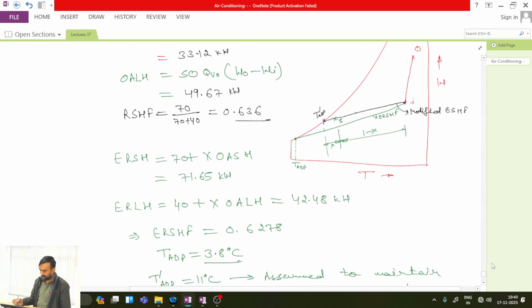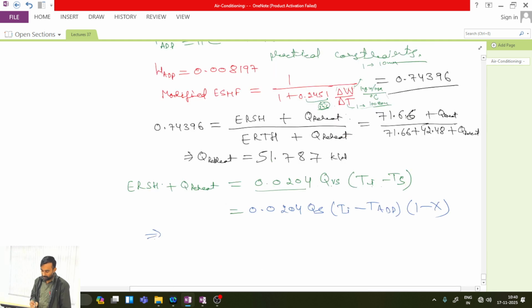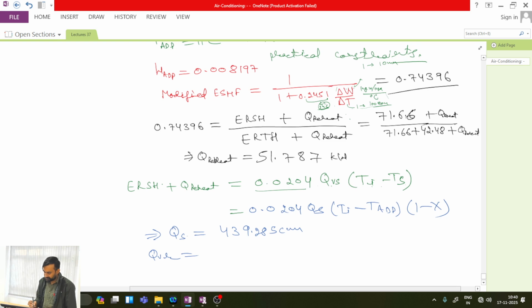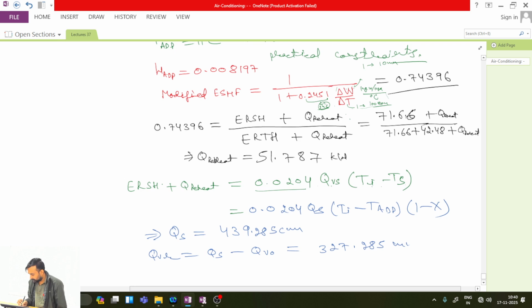I have explained you on the graph. This is X, this is 1 minus X. Now you can do it. You can do it easily. So from here, how much is QS? It comes to 0.285 cmm, and then QVR will be QS minus QV naught, and it is 327.285 cmm.